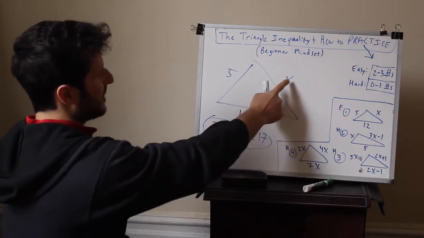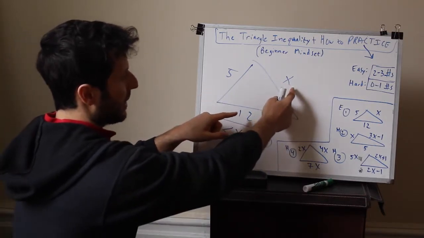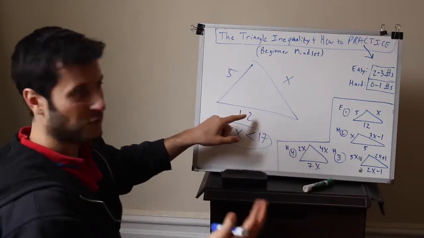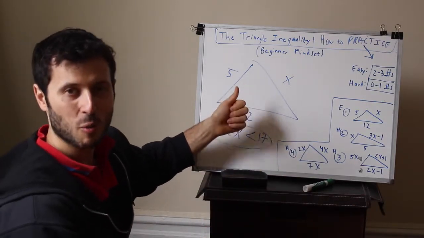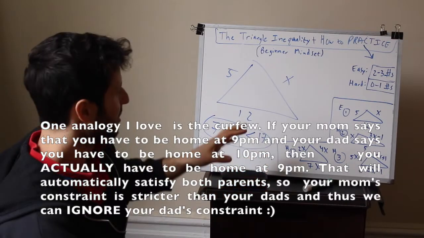If x is above 7, right? I mean, the 12 is already larger than 5, so there's no way that the sum of these two is going to fail to be larger than the 5. So one of those constraints will be inactive, it'll be bogus, like we already knew that.